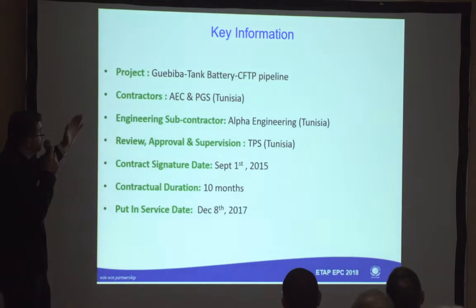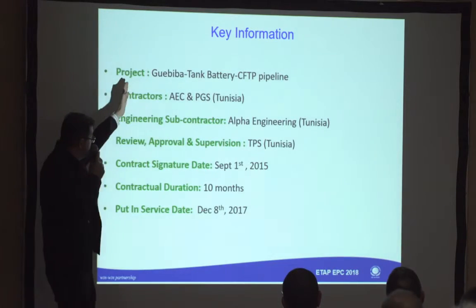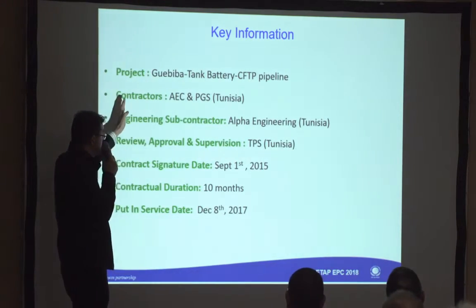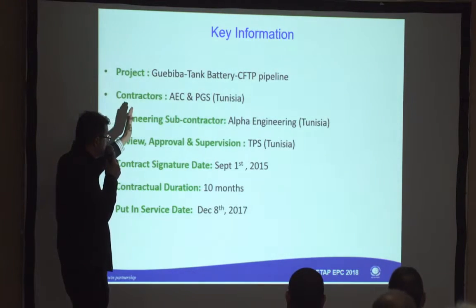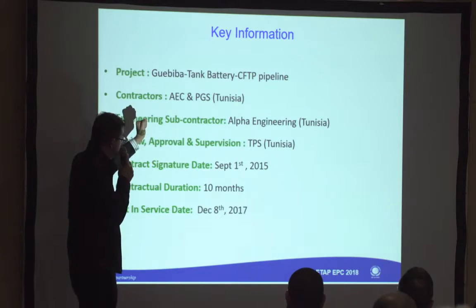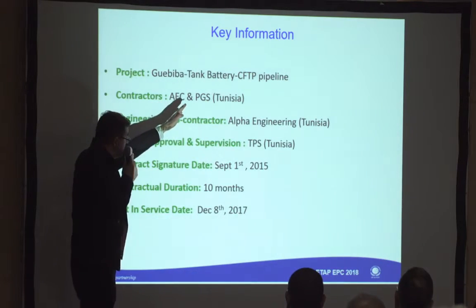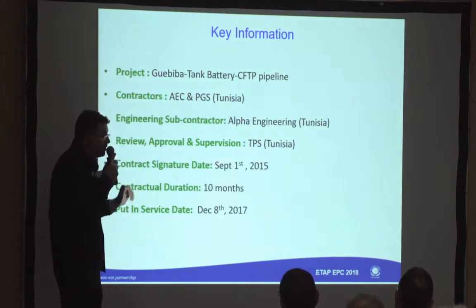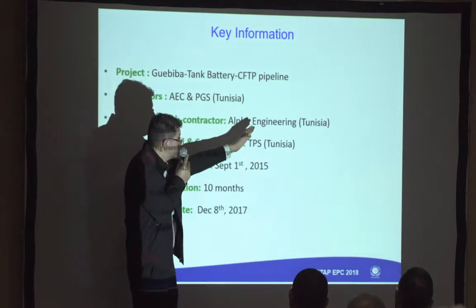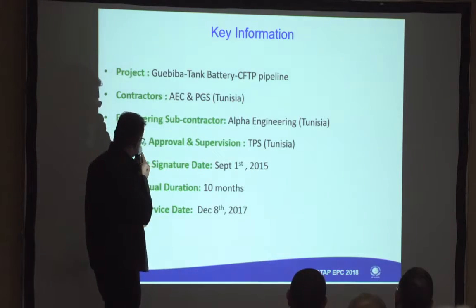Here are the main key pieces of information about our project. The project name is Gbiba Tank Battery CFTP Pipeline. The contractors who did the engineering, procurement, construction and installation of this project are IAC and PGS, both from Tunisia. The engineering subcontractor is Alpha Engineering, also a Tunisian engineering company.